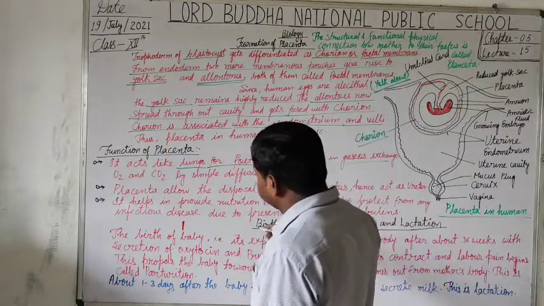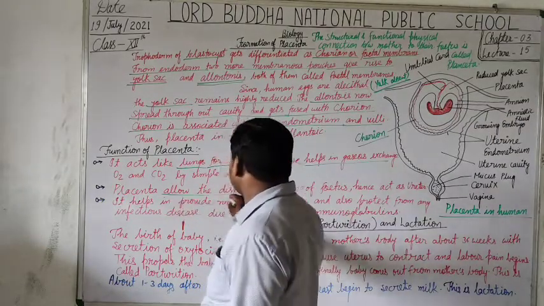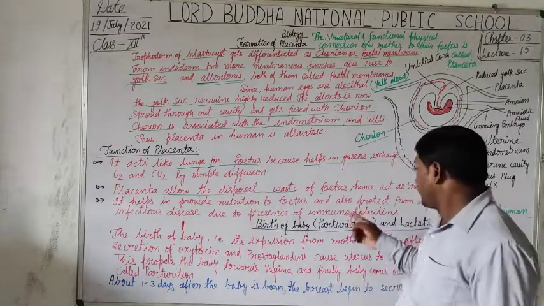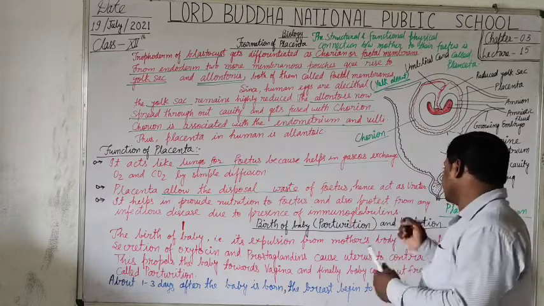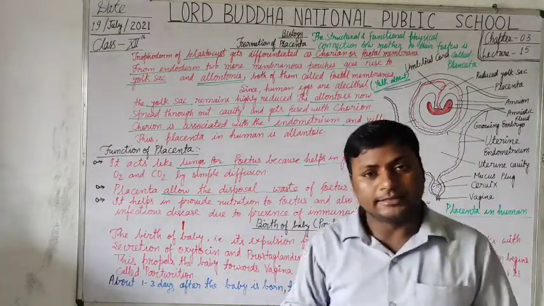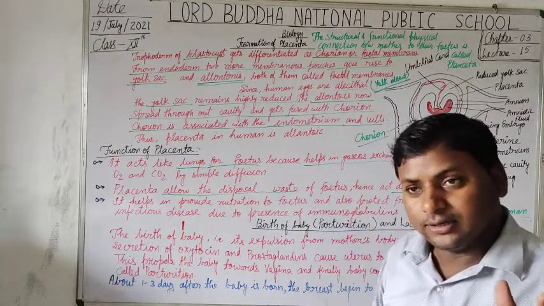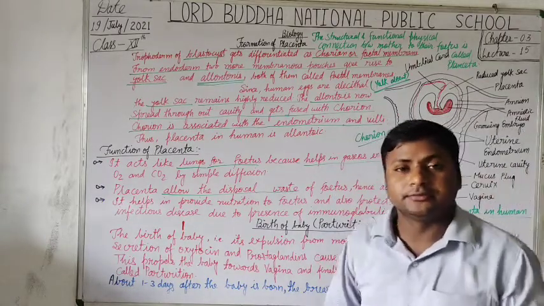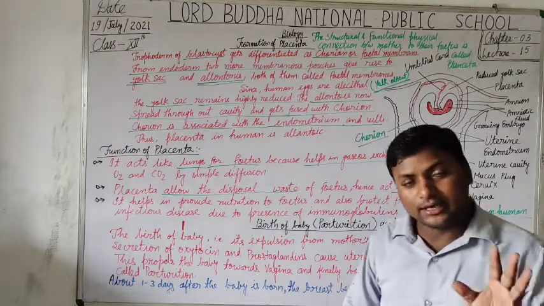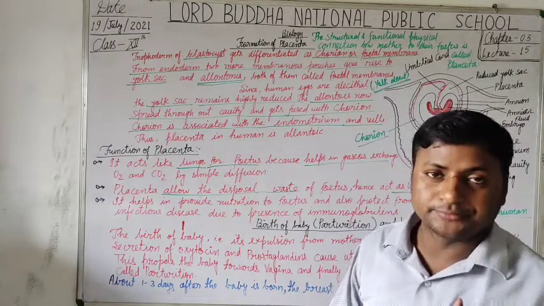Placenta allows the disposal of waste of the fetus, hence it acts as ureter. Placenta allows the fetus waste to pass out from the amniotic fluid. That's why it also acts as ureter.